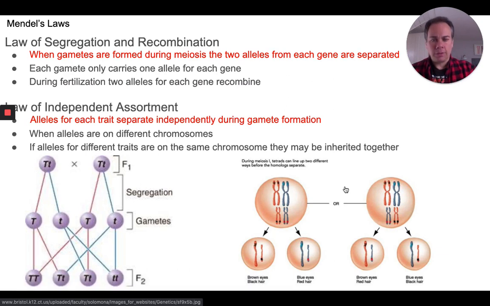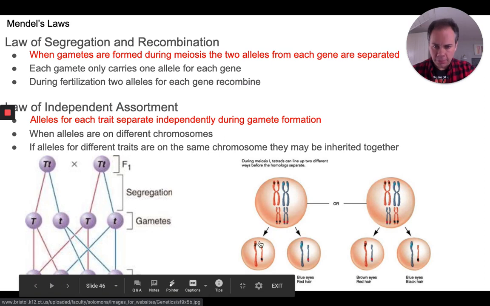Okay, and here we see the concept of independent assortment. A gene that's found on this chromosome will be inherited separately from a gene that's on this chromosome, because of how these chromosomes line up in meiosis. This is a very simple model, with only 4 chromosomes total, but they could align in this way, or they might align in this way. So we have the red chromosome on the left, blue on the right, red on the left, blue on the right. If that's the way they line up, when they produce gametes, this gamete is going to get both of those red chromosomes, and this gamete is going to get both of those blue chromosomes.